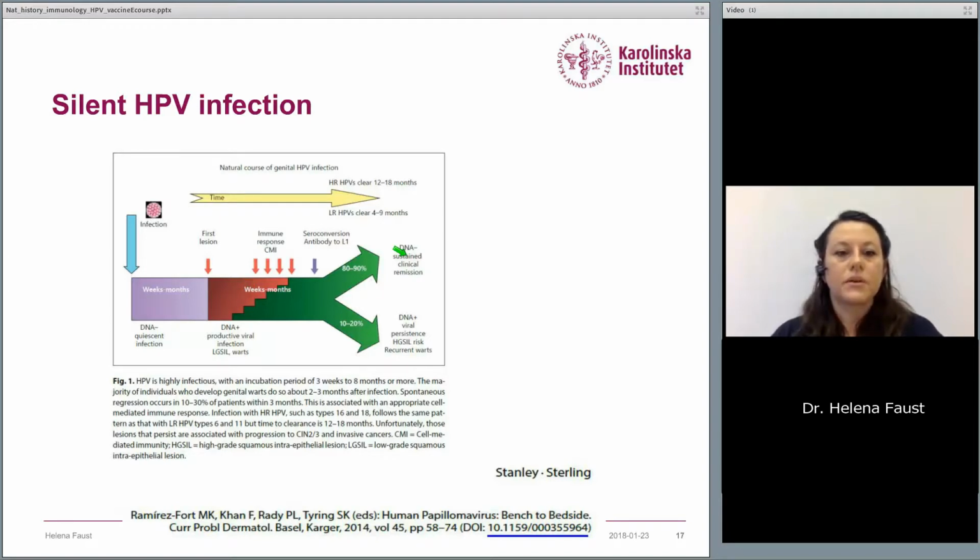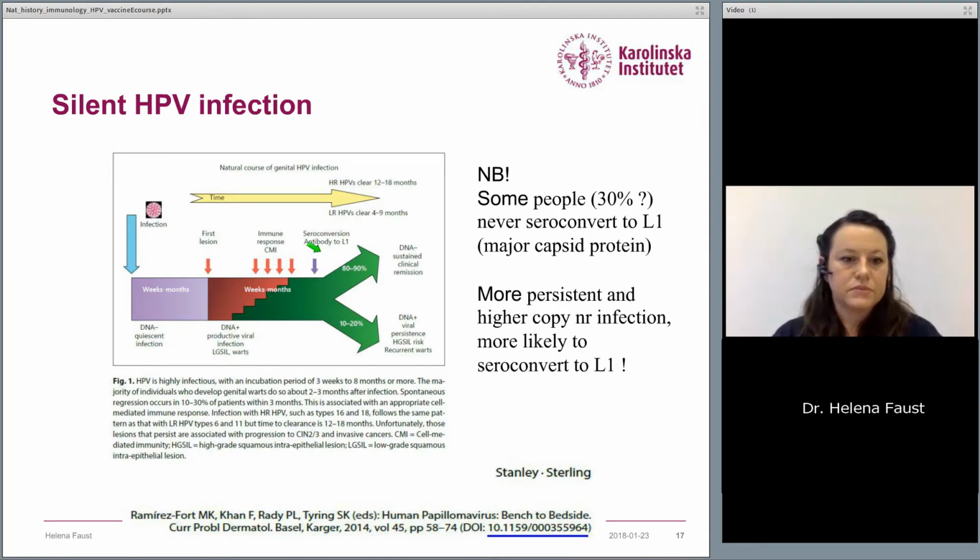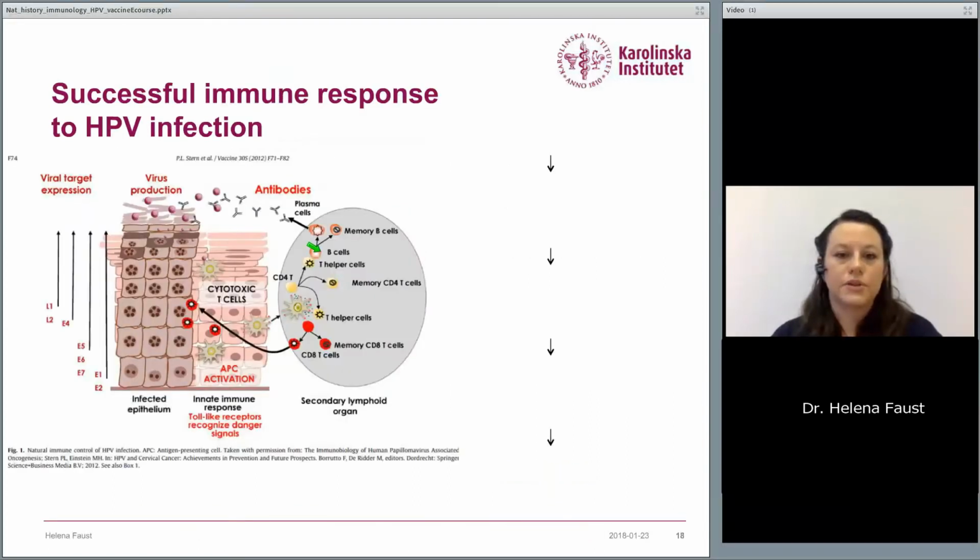That means that this was a sign of a cell-mediated immune response. After 1 year or so, most of the people have no DNA detectable anymore, while about 10 to 20% of people still suffer from lesions and still have DNA detectable. Most of the people seroconvert to the major capsid protein L1 during this time, but not all. But it's shown that the more persistent the infection and the higher the copy numbers, the more likely L1 seroconversion happens.